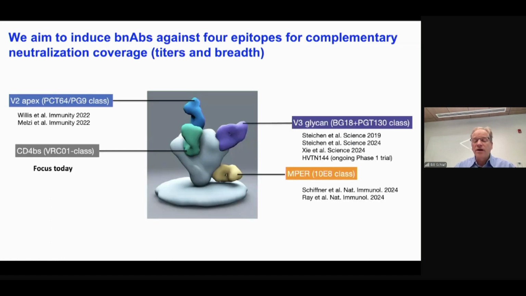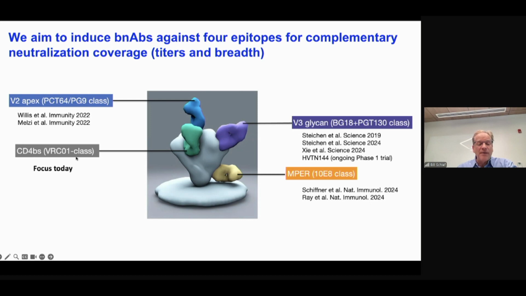In our work, we are trying to develop germline targeting vaccines, and I'll explain what that means. We're trying to develop a vaccine that will induce multiple classes of broadly neutralizing antibodies, and we're going after BNAbs to these 4 different sites.